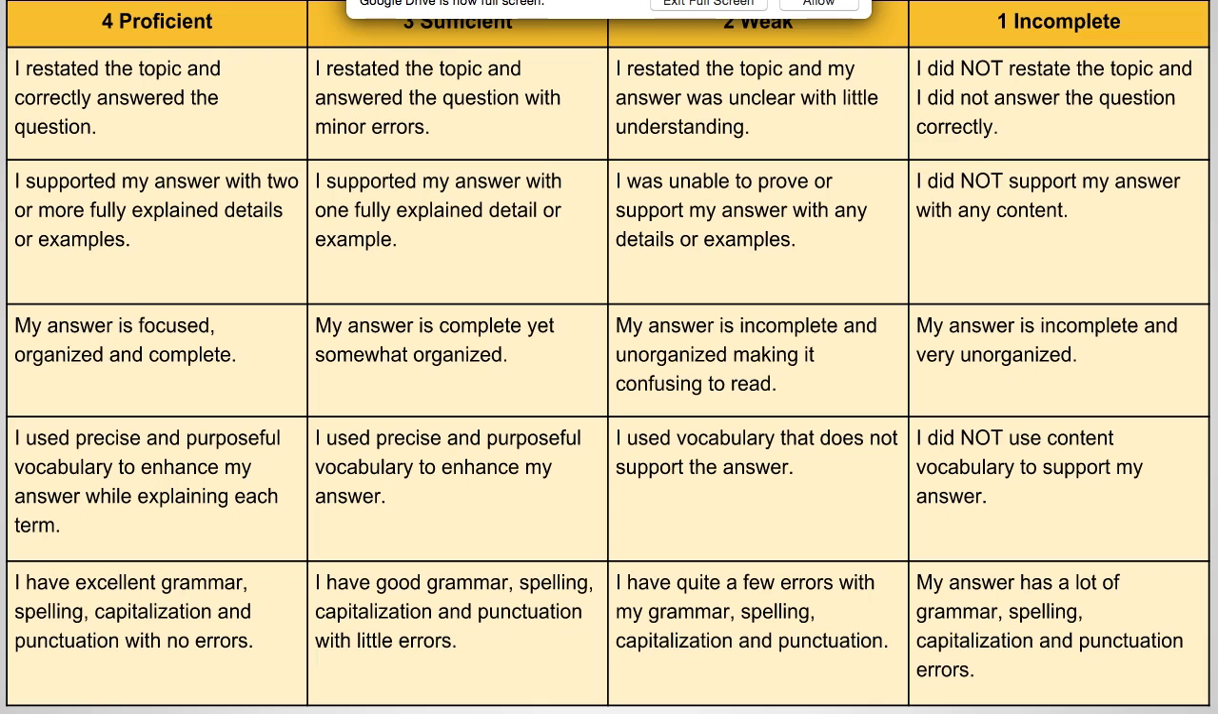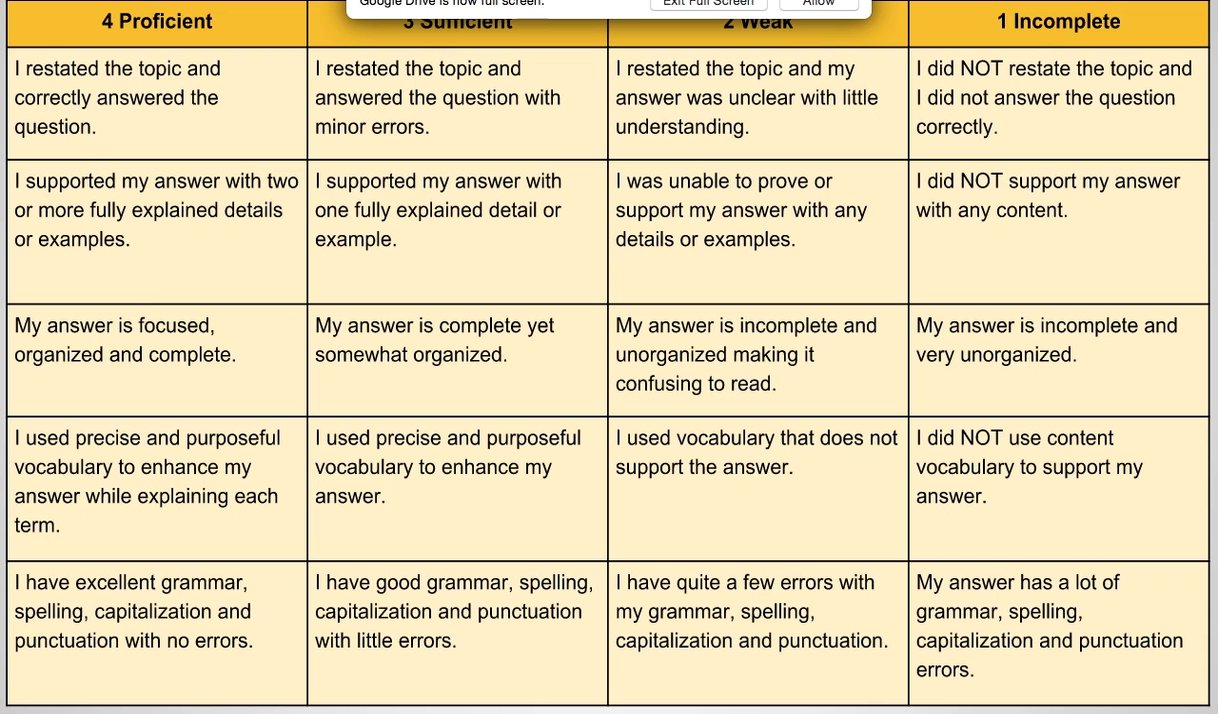So if it's a 4, they get 2. They're explaining fully 2 resources. If it's a 3, they're using 1. A 2, they mention the reference, where they got the content from and the information, but they're not really supporting it. And 1, they have no clue.